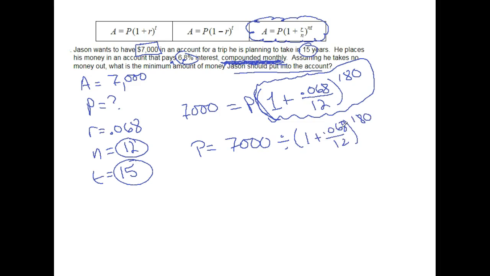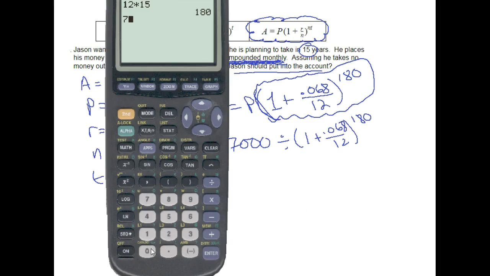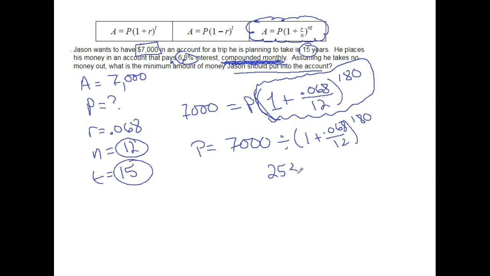to the 180th. That's the easiest way to do this. I'm going to take 7,000 and divide it by what I just said, 1 plus 0.068 divided by 12. Check out how I used my parentheses and how I did not put anything over here. That'll be raised to the 180th. And that's it. I'm done with the problem. That's my final answer. He has to put in $2,531.44. That's going to be my answer, and I'm done.